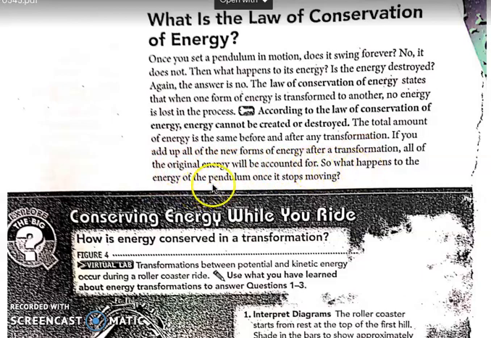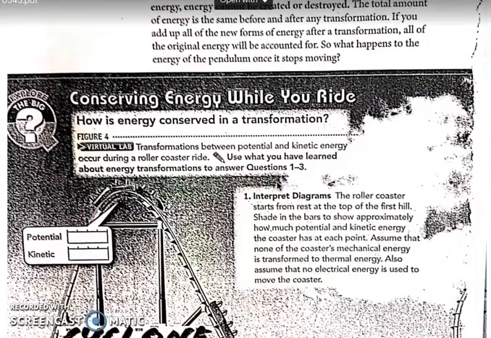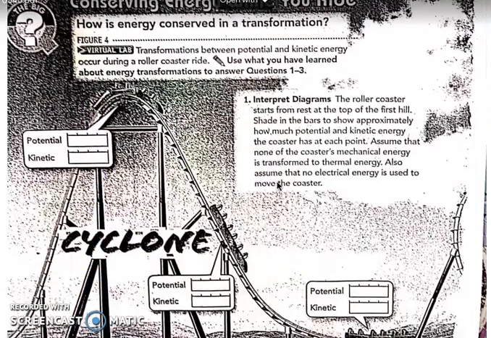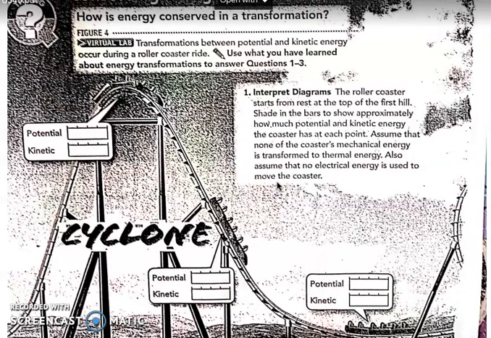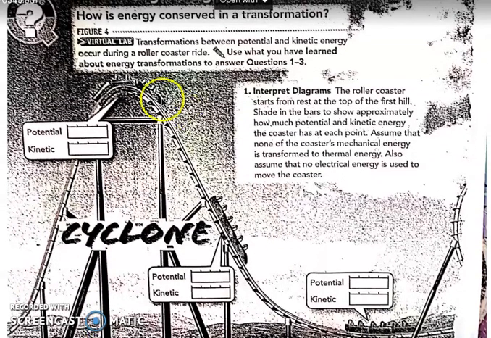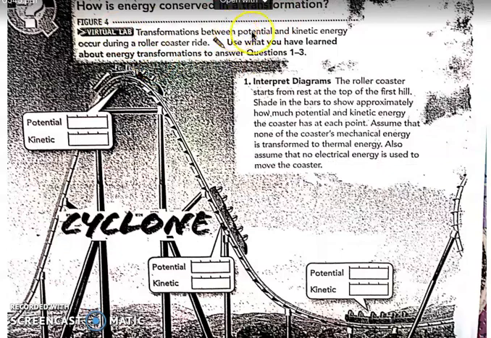So what happens to the energy of the pendulum once it stops moving? Okay, so that is something to think about. Let's take a look at our roller coaster. It says, how is energy conserved in transformation, or how is energy saved? Transformations between potential and kinetic energy occur during a roller coaster ride. Use what you've learned about energy to answer questions 1 through 3.